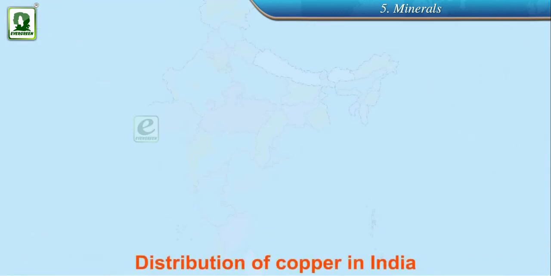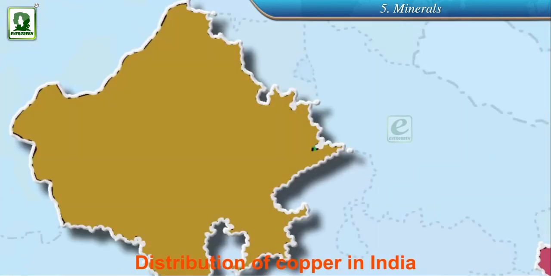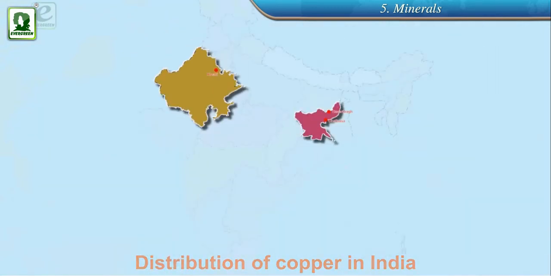Distribution of copper in India. In Jharkhand, Chaibasa, Hazaribagh. In Rajasthan, Khetri are the important copper mines of India.